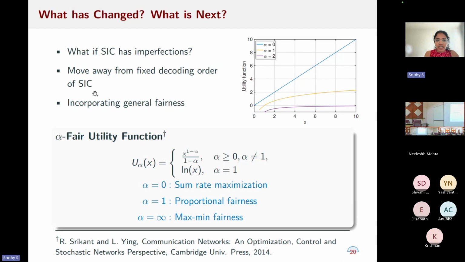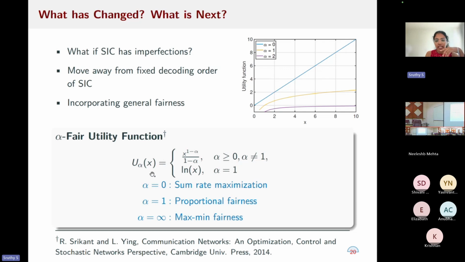In the previous problem, we considered successive interference cancellation to be perfect, but what if SIC has imperfections? We considered farthest to nearest decoding, a fixed decoding order, in the previous one, but we are moving away from this fixed decoding order. And in the previous problem, we considered weighted sum rate as the fairness measure in the objective function, but can we incorporate a general fairness measure? To systematically control the fairness, we are using the alpha fair utility function, which has been widely used in the wireless networks literature.